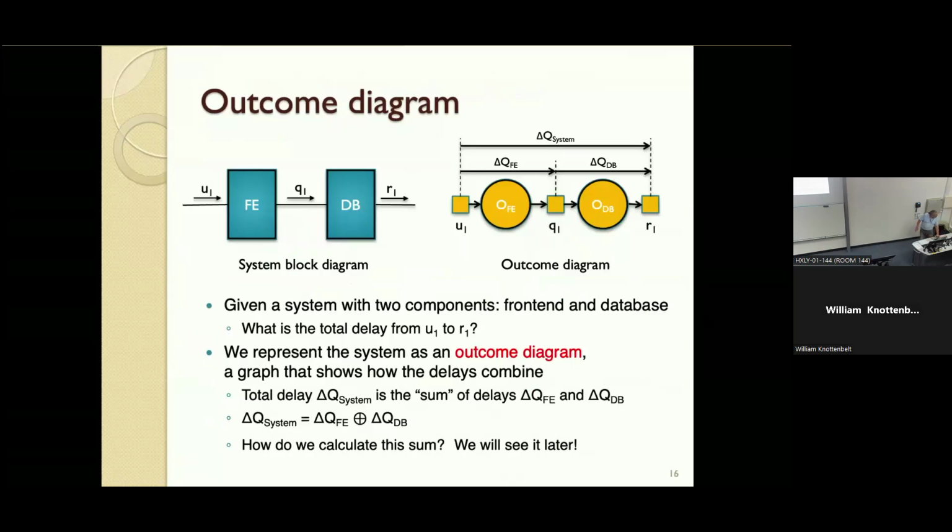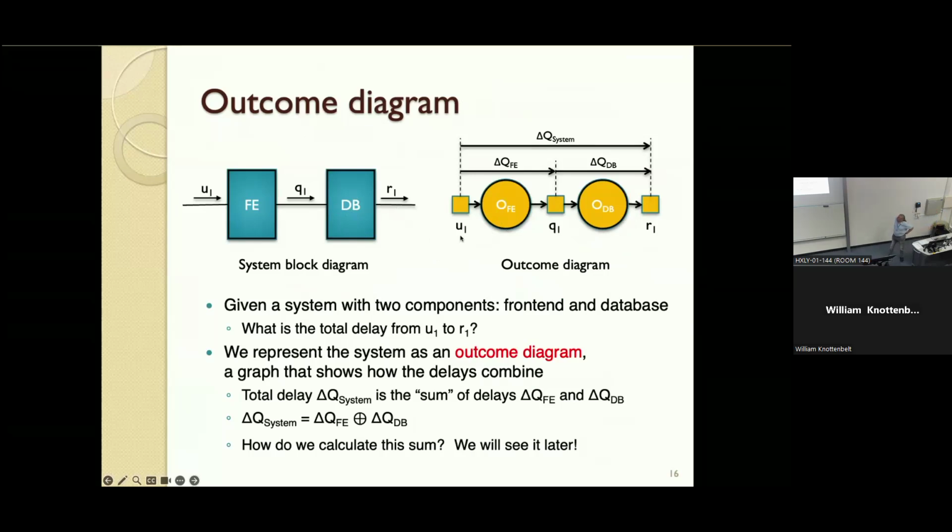So I'll say a little bit more about outcome diagrams too. So assume now that you have two components, a front end, FE, and a database, DB. So you have a user request and then it's forwarded Q to the database and you have a response. So you actually have two components doing computations. You have two outcomes, the OFE and ODB, but you have a resulting outcome, okay, which is of the whole system. So this is a very simple outcome diagram.